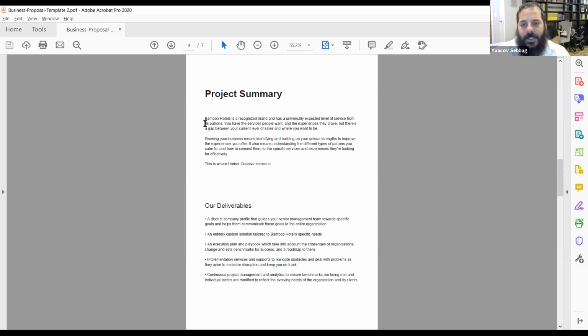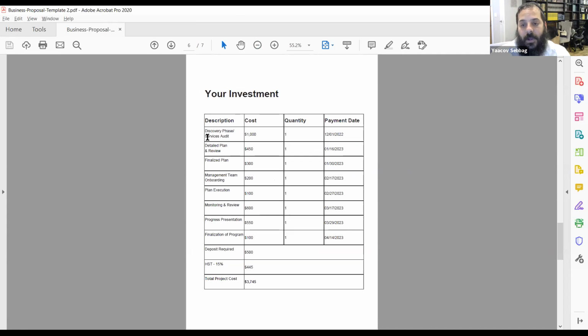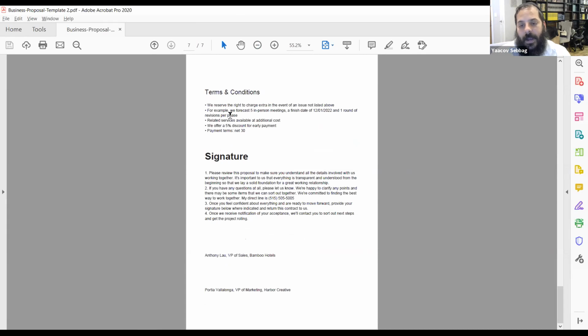And then you would have a project summary. Here you would write a little bit about what the project is that you're proposing and what the issue is and what you're solving, a timeline and the cost, what it would cost the investor, any kinds of terms and conditions, and a document that they could sign.